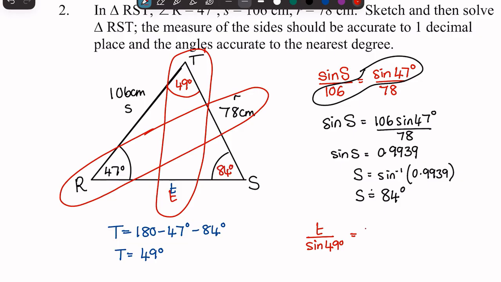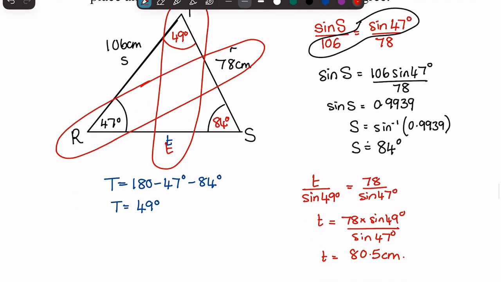Okay. T over sine of 49 degrees is equal to 78, which is my R value, divided by sine of R, which is sine 47. So T is simply equal to 78 times sine 49 degrees divided by sine of 47 degrees. And that gives you the answer of 80.5 centimeters. And that looks realistic. I'm happy with that.